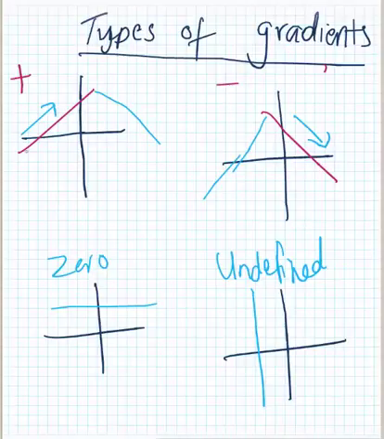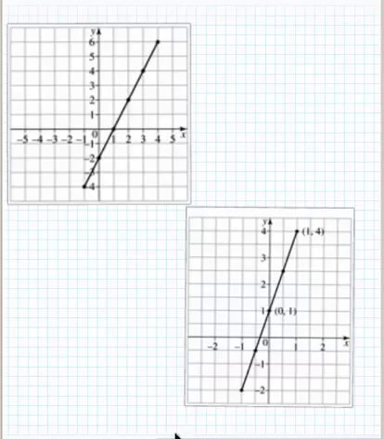So we've got positive going up the hill, not down. Negative going down the hill. 0, the straight line or ground, and undefined is just the vertical.